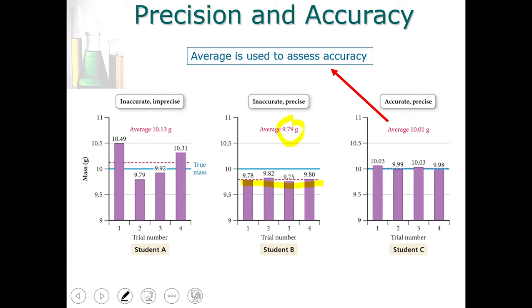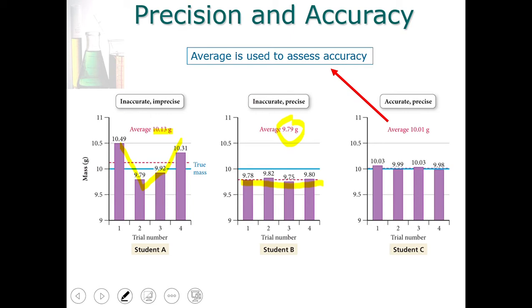If we look now at student A, you can see that the average is off of what it should be, so these results are inaccurate. And you also see a lot of variation between the 4 trials, meaning it's also imprecise. What is interesting though is that the values this student obtained are all over the place. Some of them are above the true mass, and some of them are below.